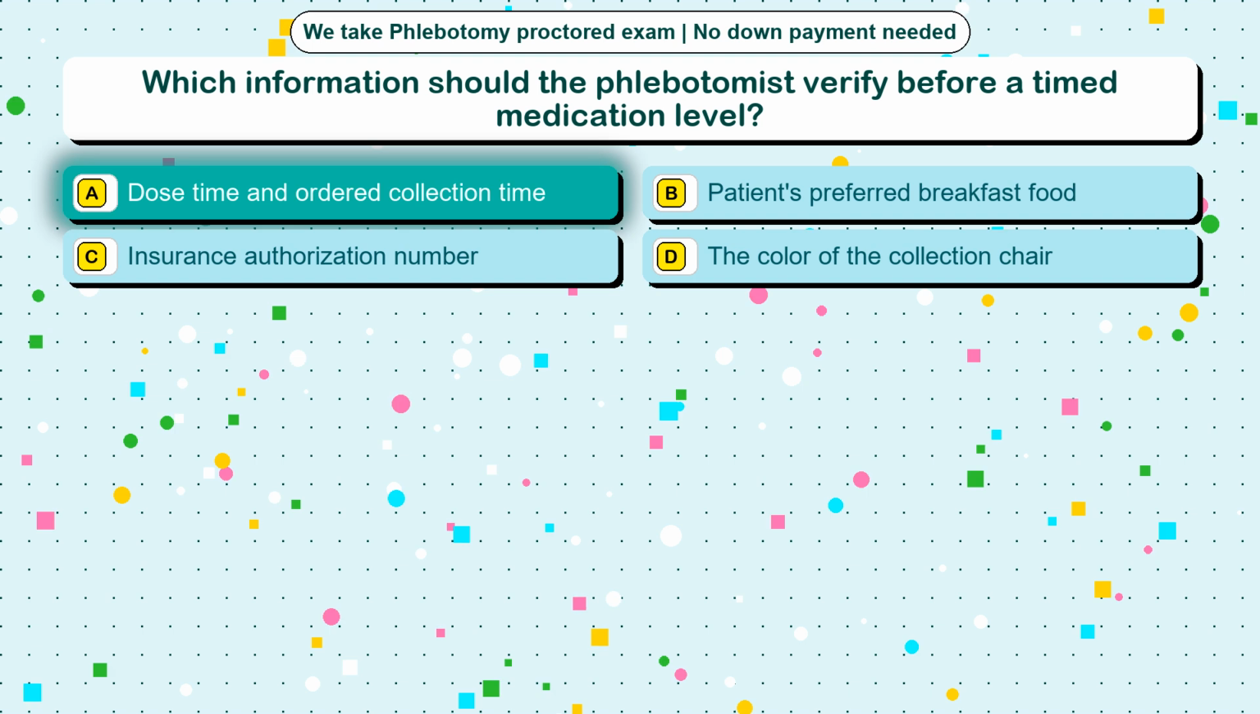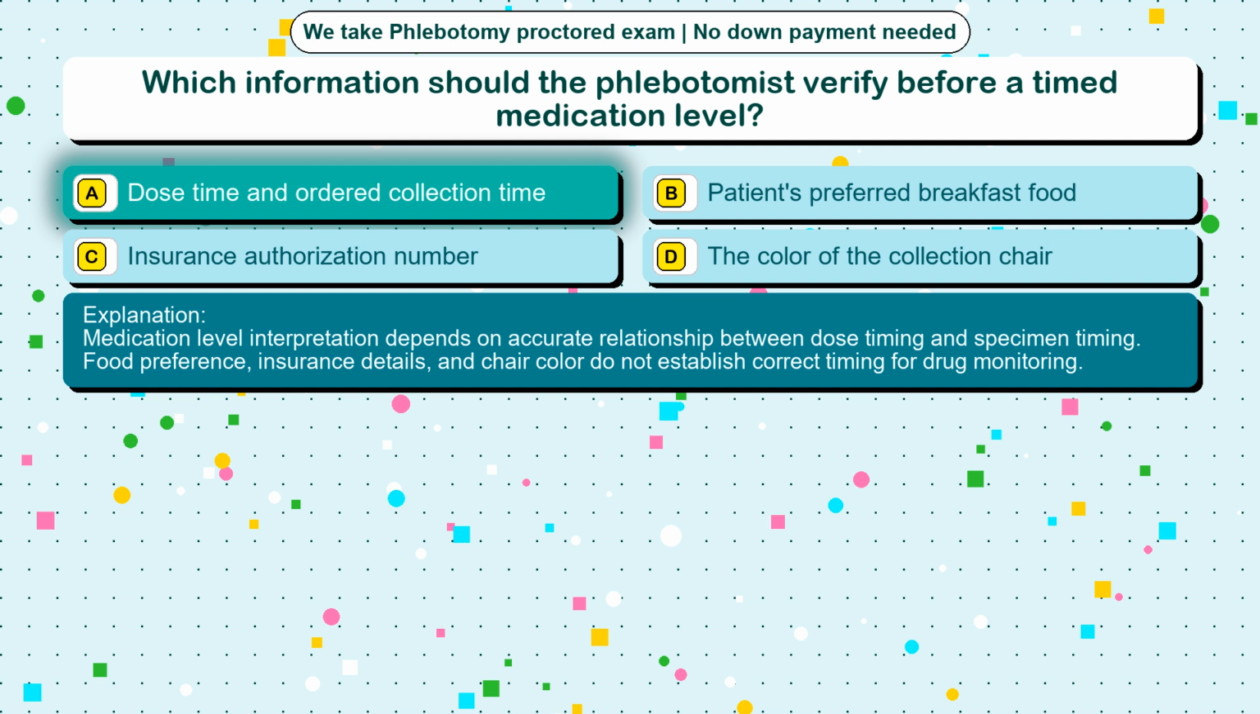The correct answer is option A. Dose time and ordered collection time. Medication level interpretation depends on accurate relationship between dose timing and specimen timing. Food preference, insurance details, and chair color do not establish correct timing for drug monitoring.